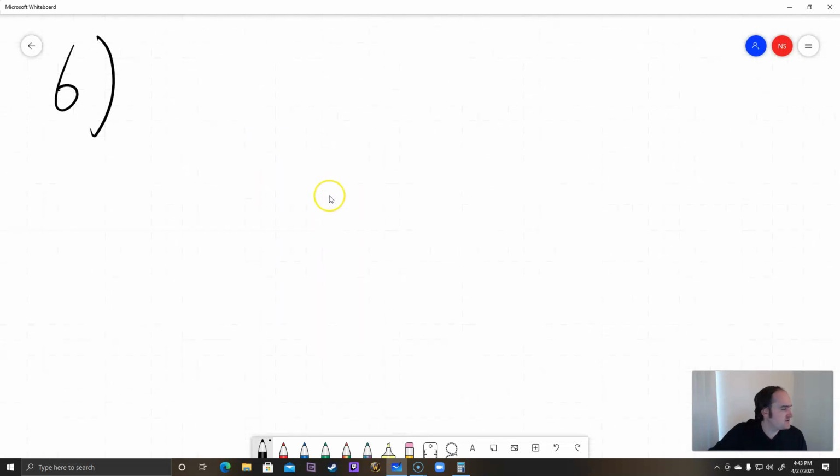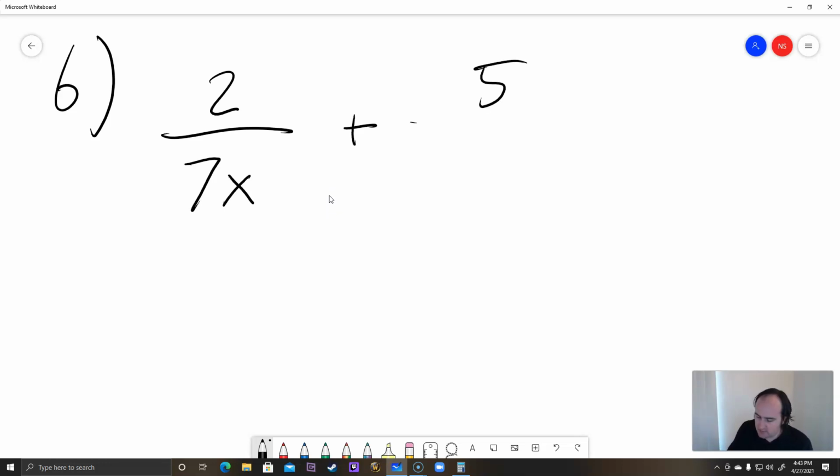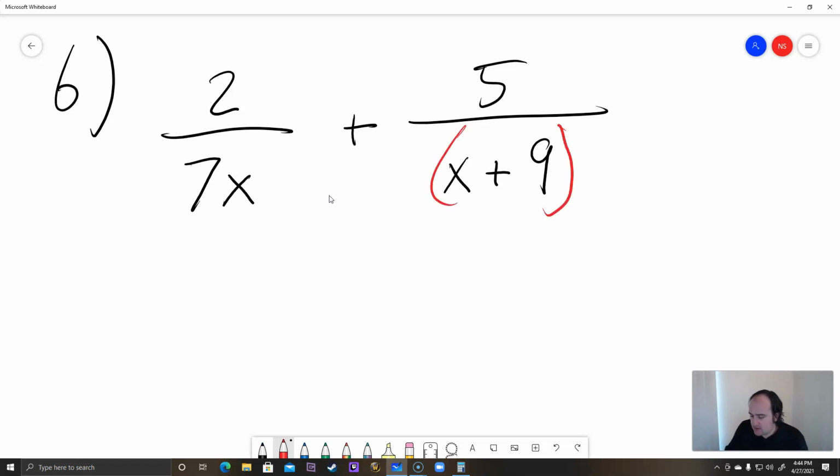Okay, so for example number 6, we have 2 over 7x plus 5 over x plus 9. So here we need to multiply by whatever we're missing. Now, there's nothing to factor here, so that's already done. So that's something easier about this problem. So I'm going to put parentheses around the x plus 9.